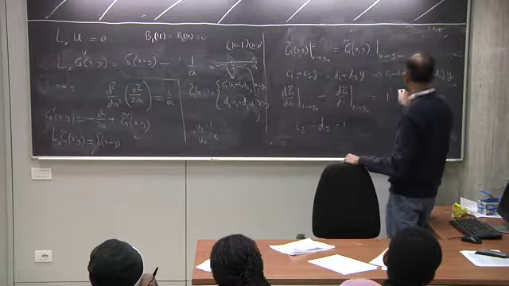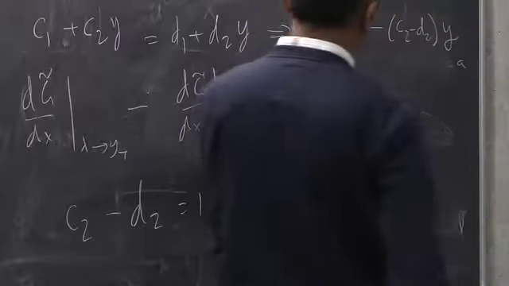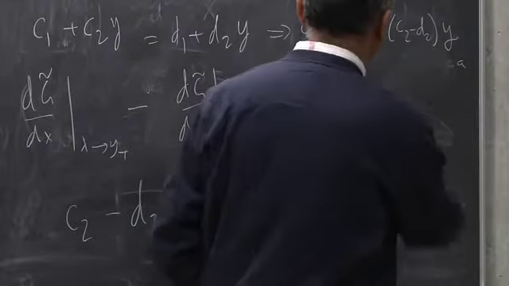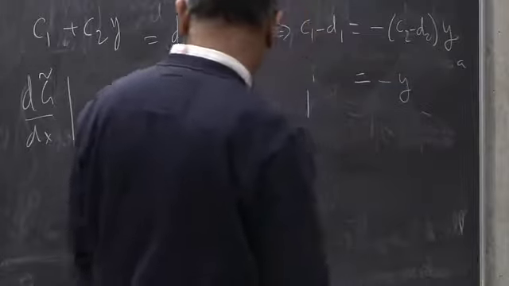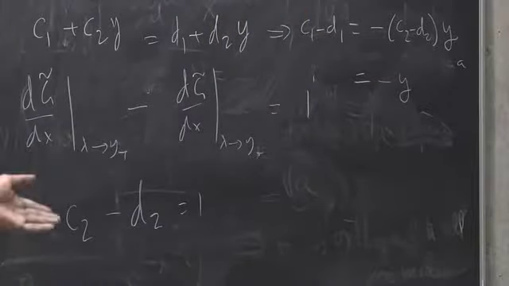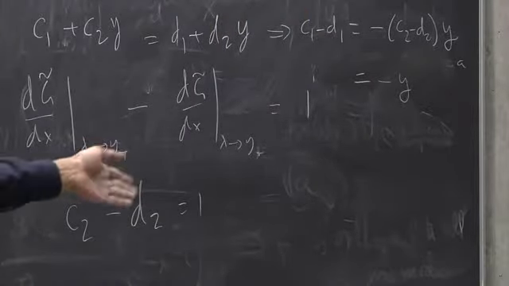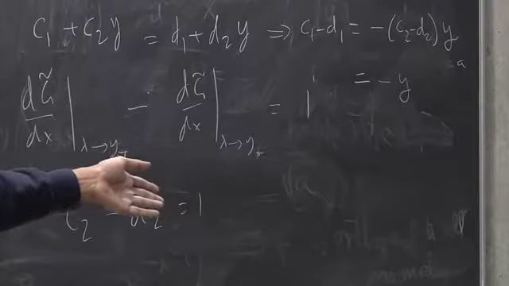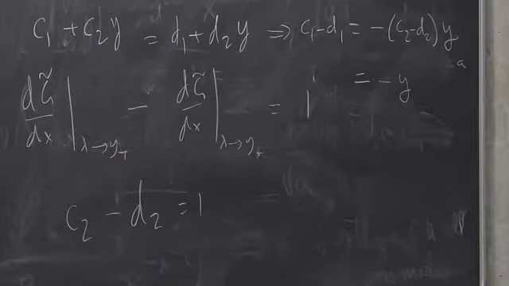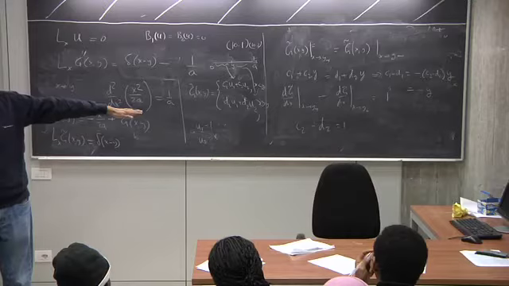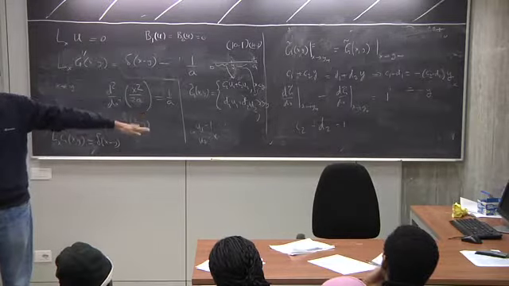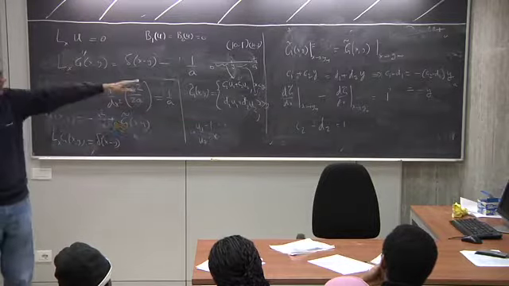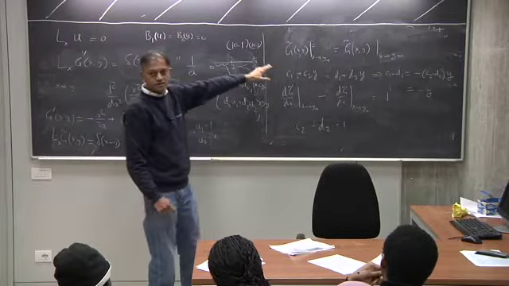So let's plug it back here. That tells me that c1 minus d1 is equal to minus y. Okay. So we have determined c1 and c2 in terms of d1 and d2. Now how do we determine d1 and d2? You remember the old thing, but so far we have not talked about boundary conditions. Now I have to worry about the boundary conditions. So far we only satisfied the continuity and discontinuity equations.